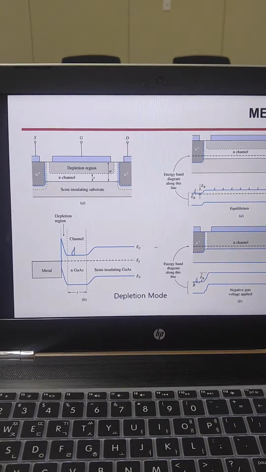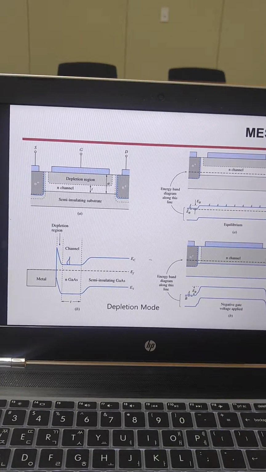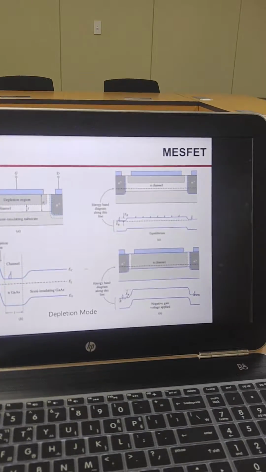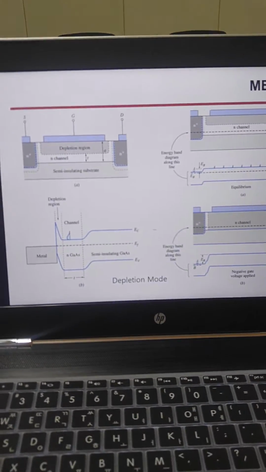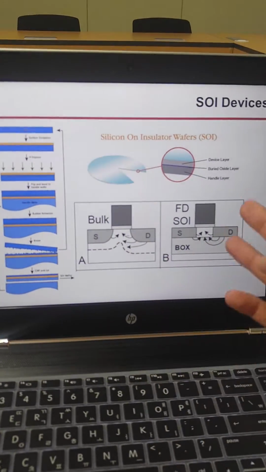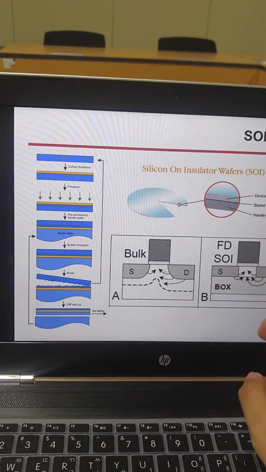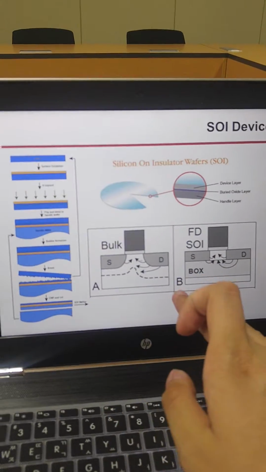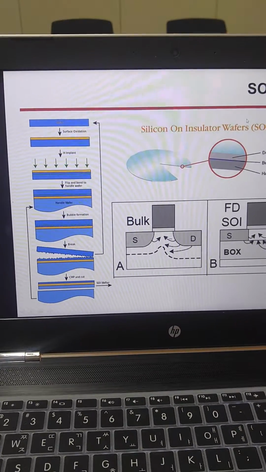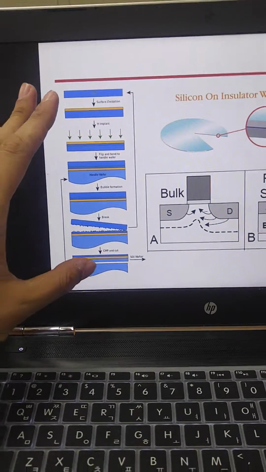And for MESFET, its structure is like this, and I'm not gonna deal with this because it is not that important. And as you can see, as we learned before, this is bulk type and this is FD-SOI, but we usually use bulk type because it is very expensive to make SOI, and it is more complex than the bulk. So we usually use bulk FinFET nowadays. And previously, it was really hard to make SOI devices.